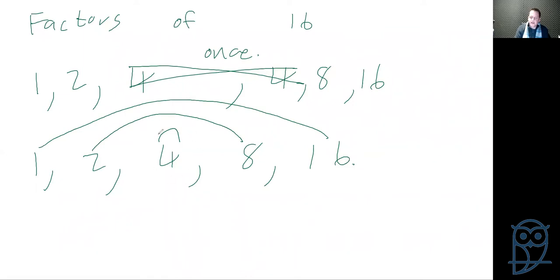And this is why you never have to look higher than your square root, because your square root is the middle. It is the middle of your listing. So therefore, never, ever, ever have to worry about going higher than that.